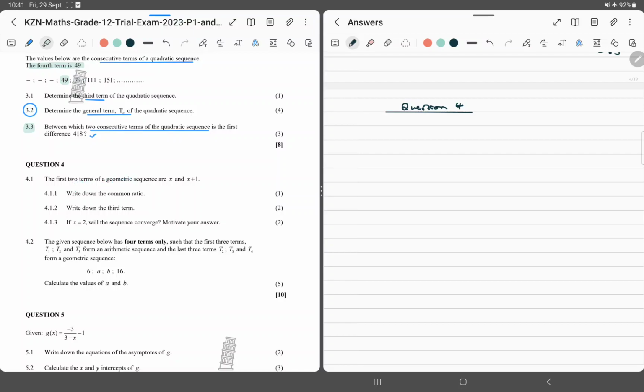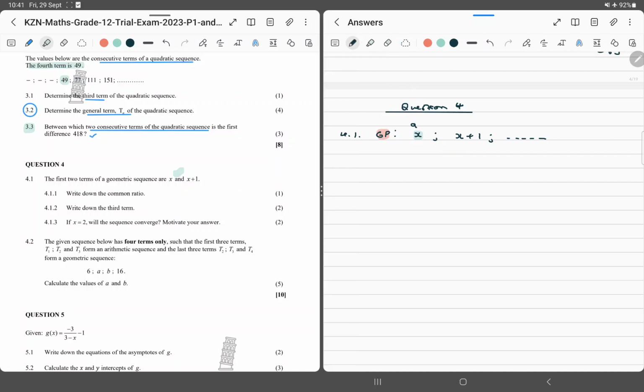So now the first two terms of a geometric sequence are these ones. So this is a geometric progression. So 4.1, we are given a GP. First term is x, second term is x plus 1. And then this sequence continues. Since we're being told this is a GP, this becomes our first term.